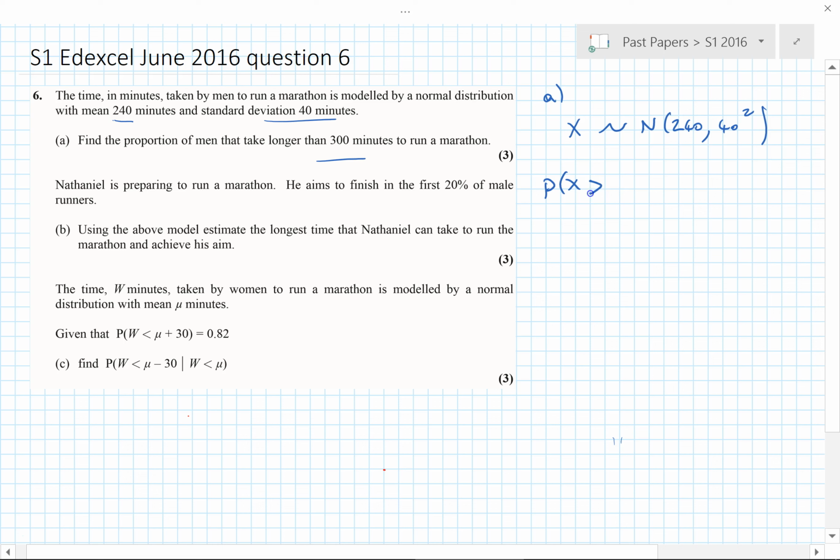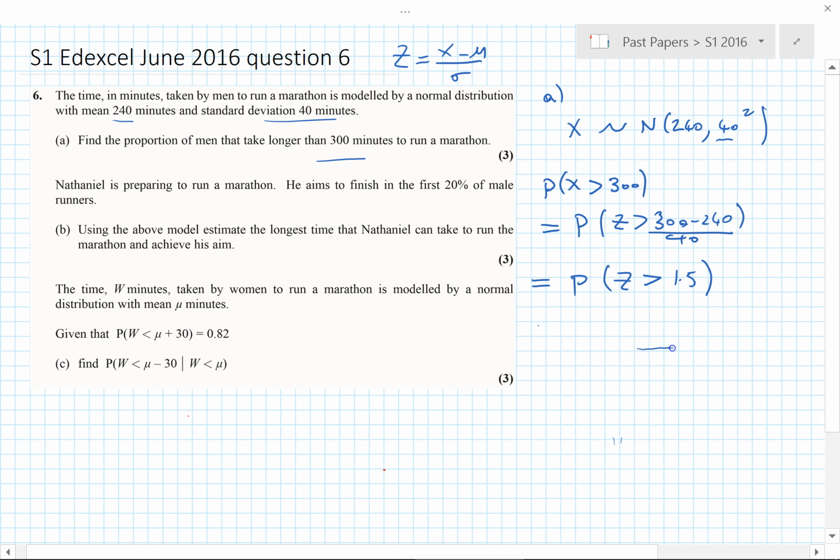So the probability that x is greater than 300 is equal to the probability, and we do our standardizing thing here, which I'm sure you've all seen. So that's equal to the probability that z is greater than 300 take 240 over 40, because that's the standard deviation, not 40 squared. Okay, so that equals the probability that z is greater than 1.5.